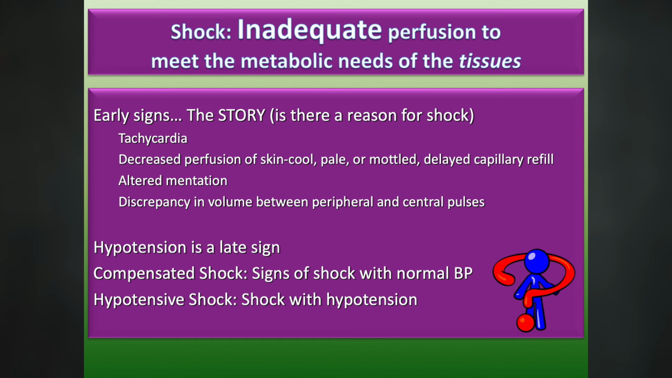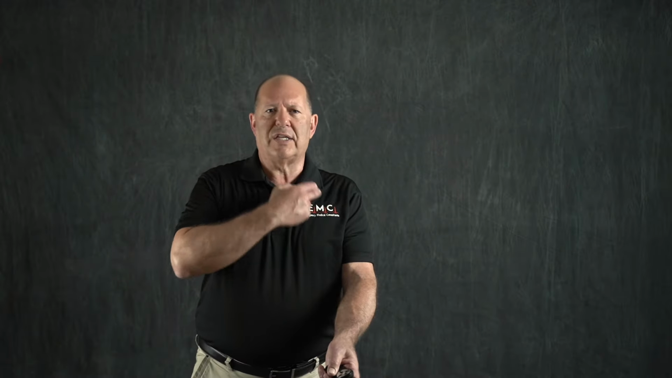And then we want to evaluate for early signs of compensation. So that would be tachycardia, decreased perfusion to the extremities, whether it's noticing a color change in the distal extremities, weak distal pulse, or poor capillary refill. We want to look at altered mentation, from restless, anxious, agitated, all the way down to unresponsive. And we want to see a discrepancy in the distal pulse versus a central pulse on these patients.